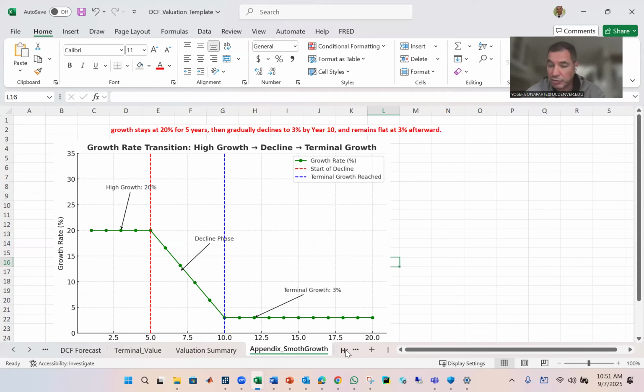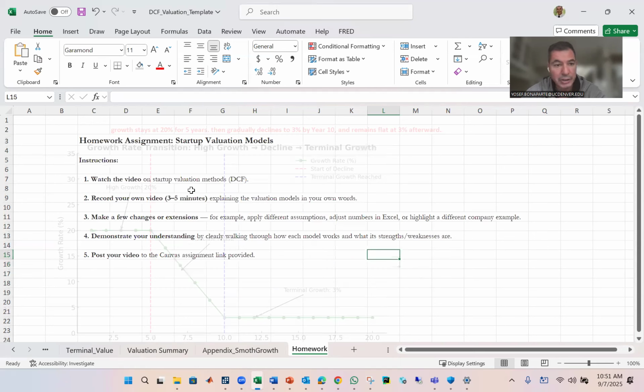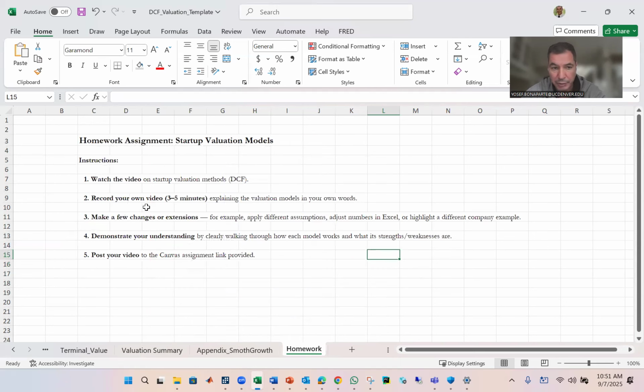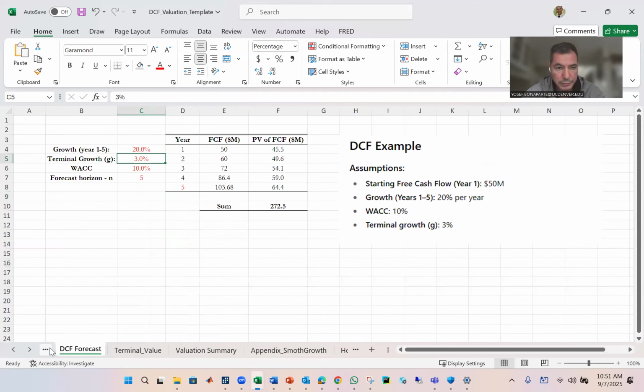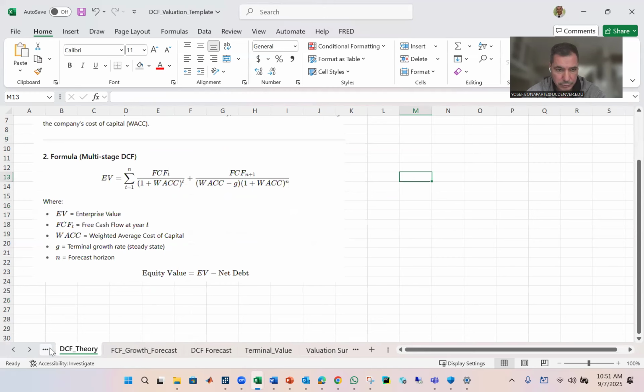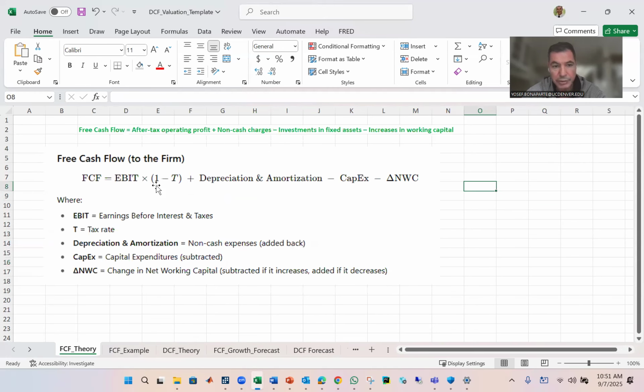We're going to do that with ChatGPT, OpenAI. So your homework is to watch this video, record your own video, make a few changes, and play with this. I want to say here that we assumed in the formula that the free cash flow grows 20% and then 3% in the terminal, because we believe the revenue is growing and the earnings before interest are growing.